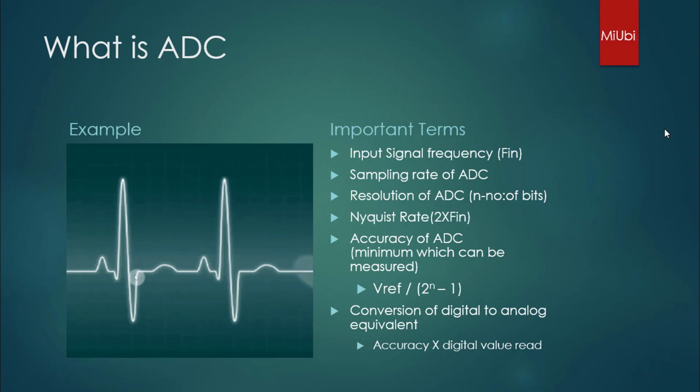One more important parameter is the resolution of the ADC. That means how many bits you are using to represent your analog signal as a digital equivalent. For example, if a 10-bit ADC is there, the maximum value you can go to is 2 power 10 minus 1, so it's 1024 minus 1, which is 1023.